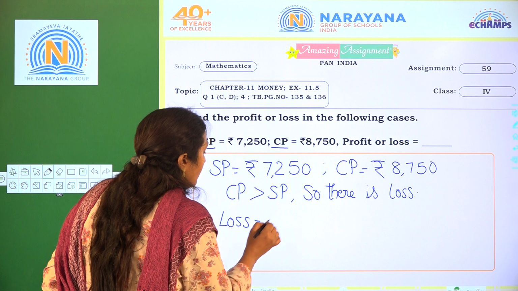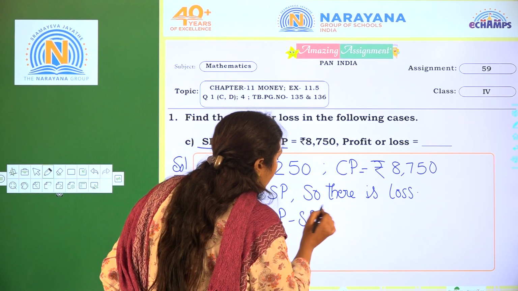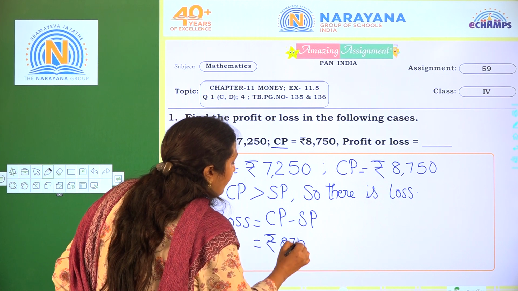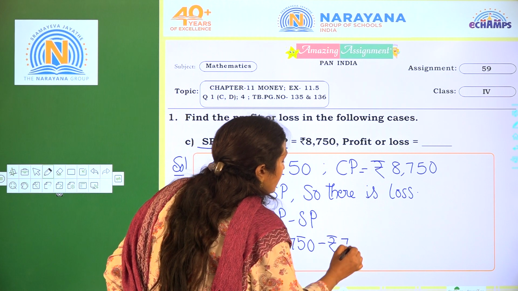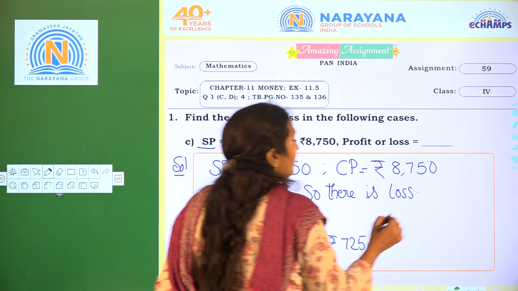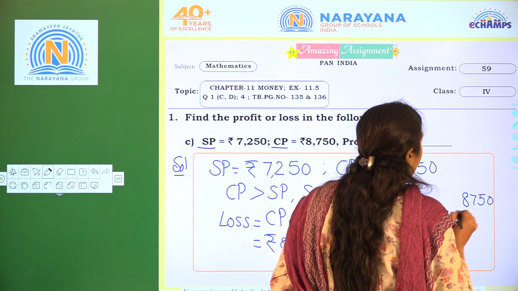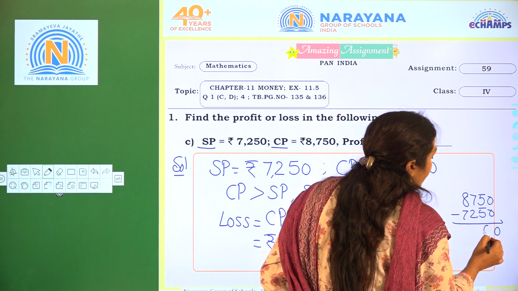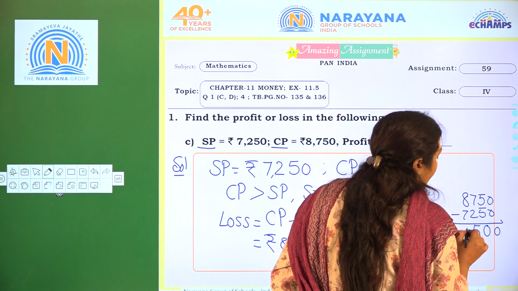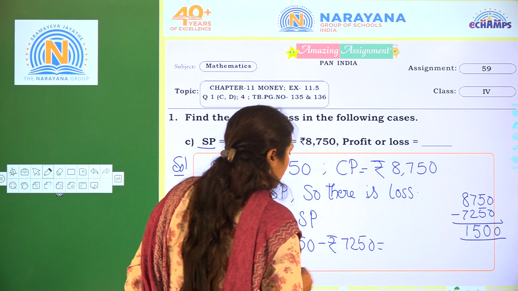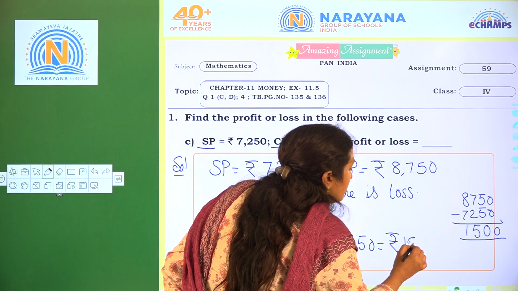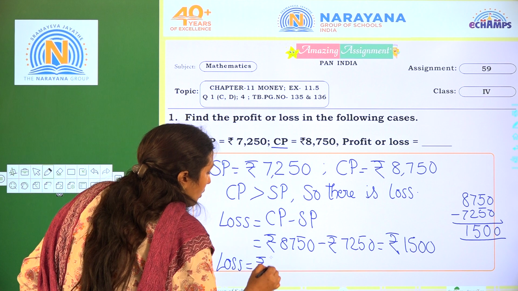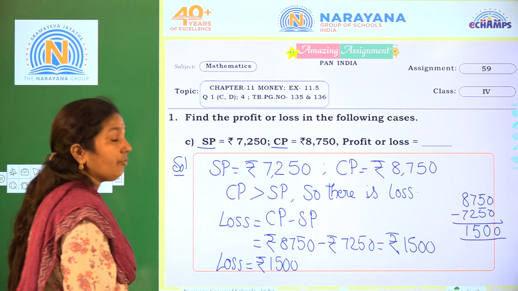So how to find the loss? Loss equals CP minus SP. What is the CP here? Rupees 8,750 minus 7,250 rupees. Now subtract: 0 minus 0 is 0. 5 minus 5 is 0. 7 minus 2 is 5. 8 minus 7 is 1. So loss equals rupees 1,500. Got it? That is how to find the loss.